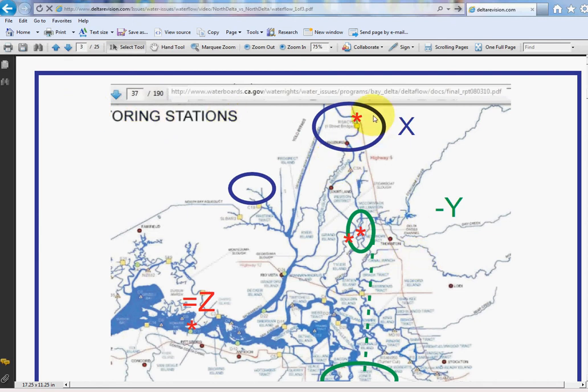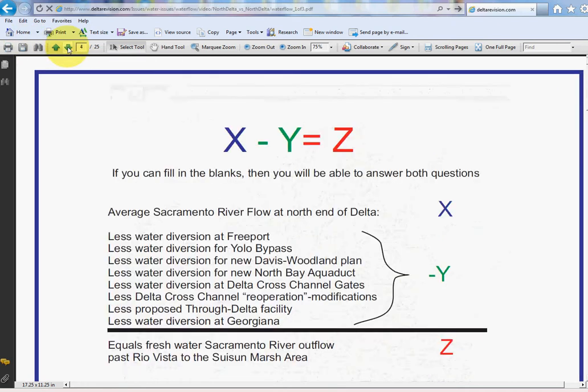But I use this one because I wanted you to see X is up by Sacramento, the city of Sacramento, this area. Y is flowing through the Delta. Now Y in this particular series is how much is exported in the past and what they're planning in the future. That's what we're going to look at. So X is the water we start out with, Y is how much exported, and Z is how much left to go into the bay historically and what is being proposed. Here's the formula, X minus Y equals Z.